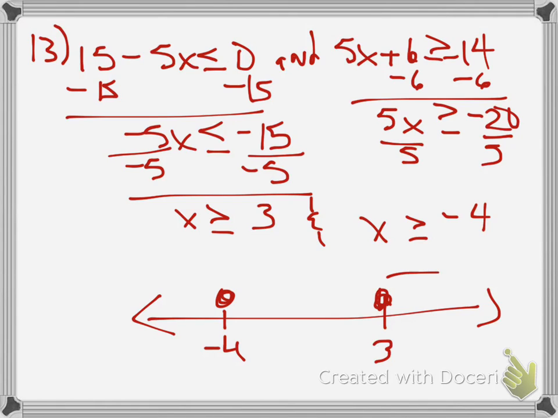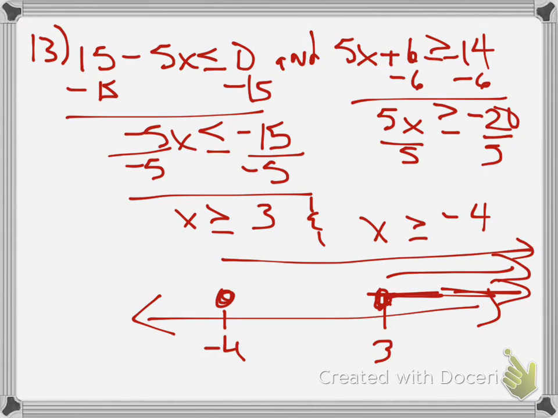Which one do I care about? Okay, and cares about where they overlap. So you can see here they're only overlapping starting here, so that's your answer. So that means this answer is 3 bracket comma infinity. This is the only answer that counts right here.